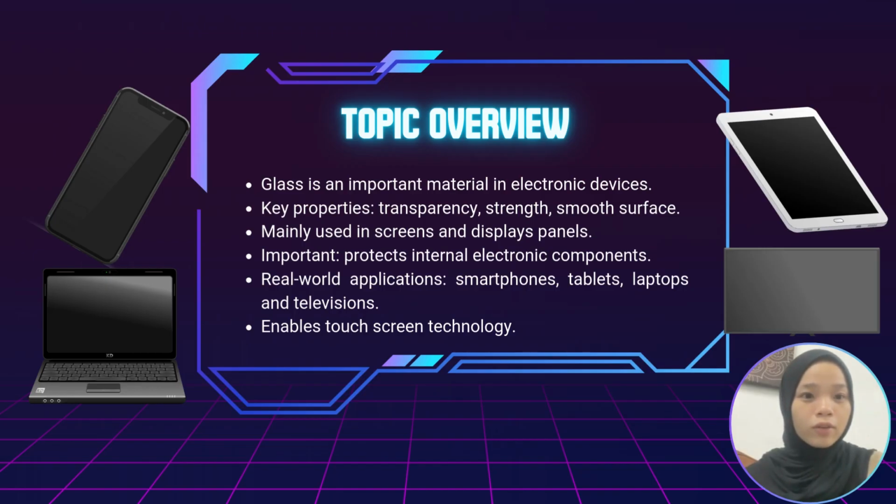For my topic overview, glass is an important material used in electronic devices. In material science, glass is valued because it has key properties such as transparency, strength, and a smooth surface. These properties make glass suitable for use in screens and display panels.